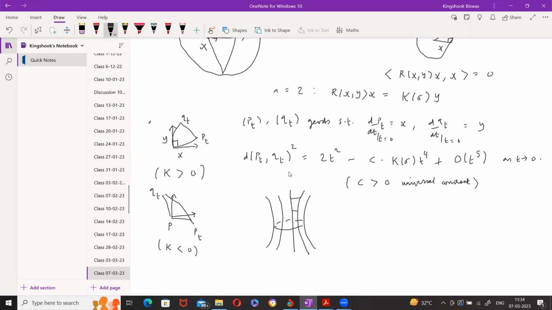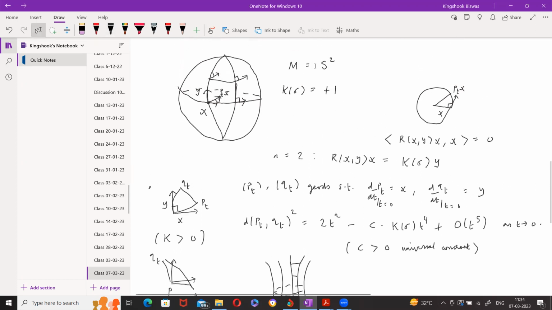So in positive curvature, geodesics tend to focus, like you can see in this example of the sphere. These geodesics are converging towards each other. Whereas here, in negative curvature, the geodesics are diverging away from each other.